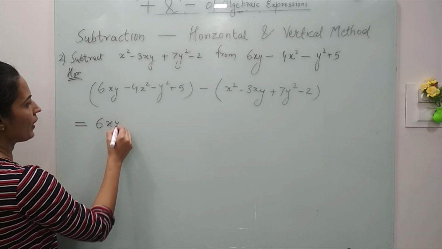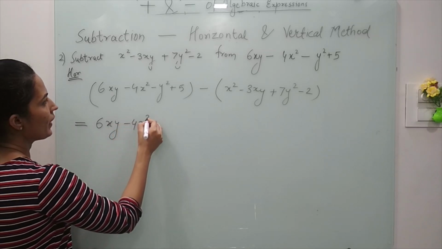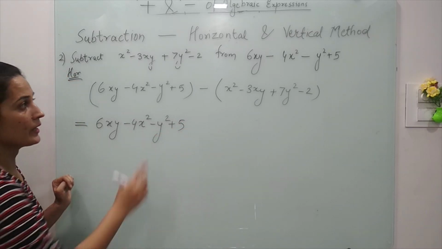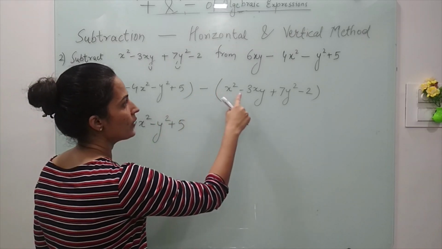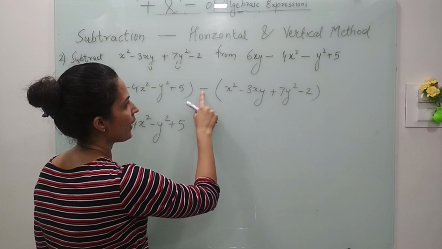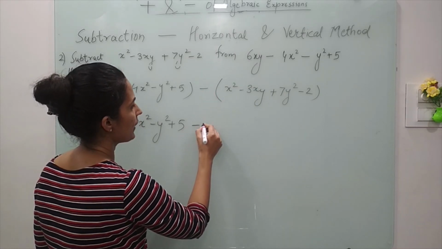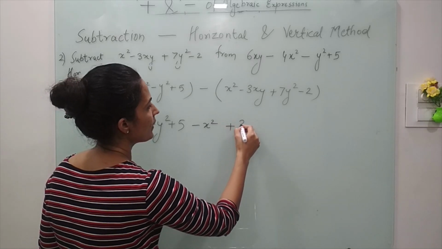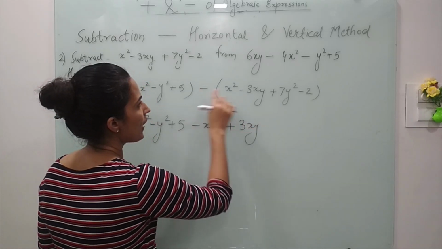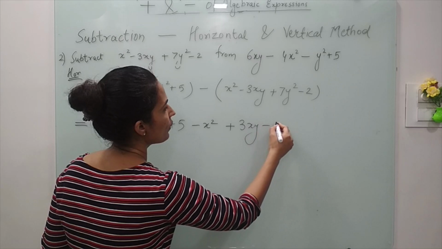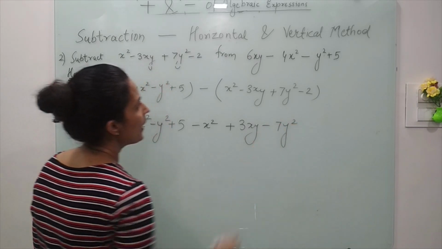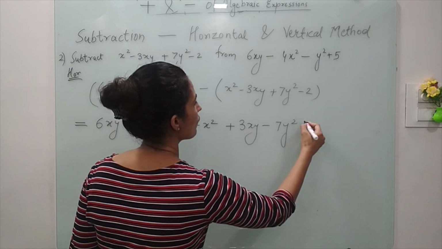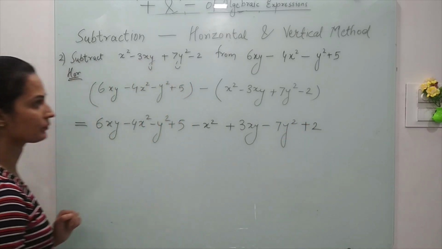This is 6xy minus 4x square minus y square plus 5. Now again this is minus here, so all the signs will change. Because this is minus plus, that will become minus x square. This is minus into minus, which is equal to plus 3xy. This is minus into plus, which is equal to minus 7y square. And then this is minus into minus, that is equal to plus 2.